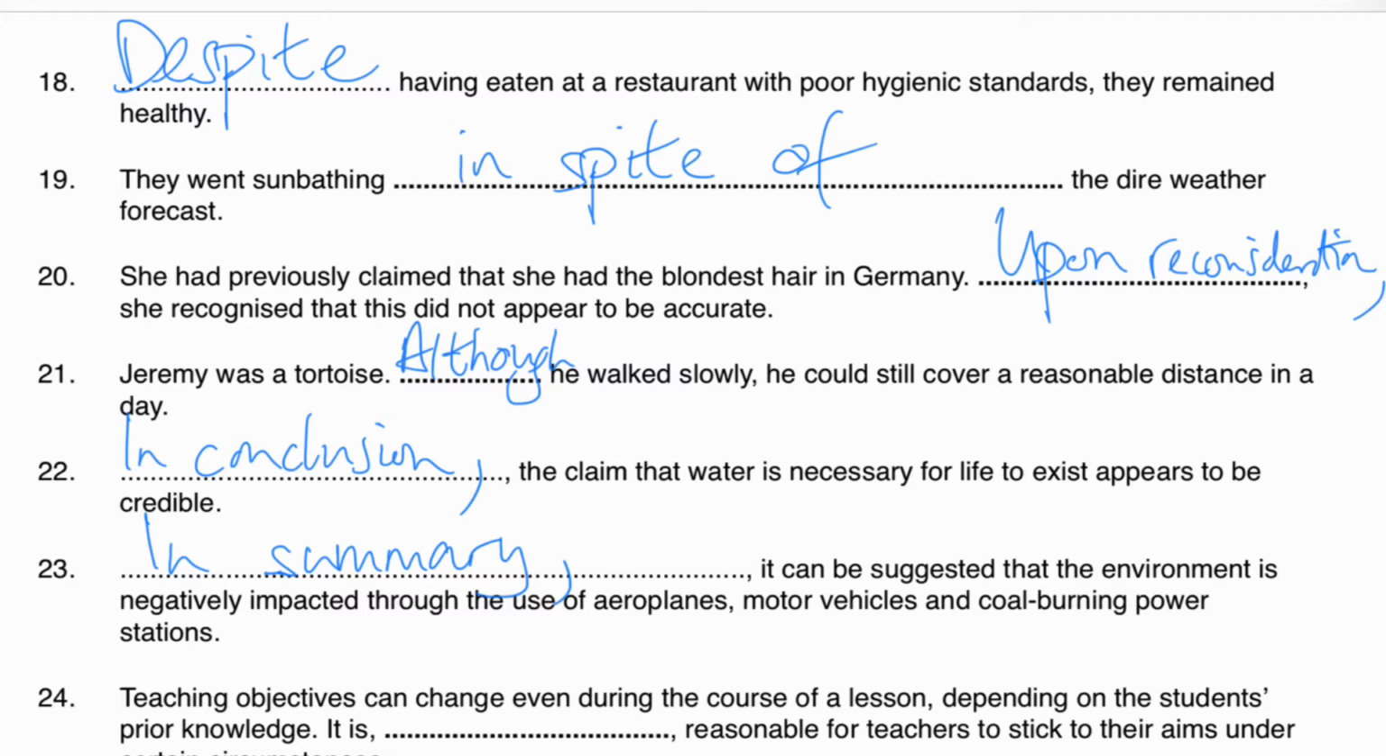21. Jeremy was a tortoise. Although he walked slowly, he could still blah blah. In normal speech, we would often shorten although in this position to though. But notice later on when we look at though, that can't be replaced by although. Notice we cannot say despite or in spite of here.